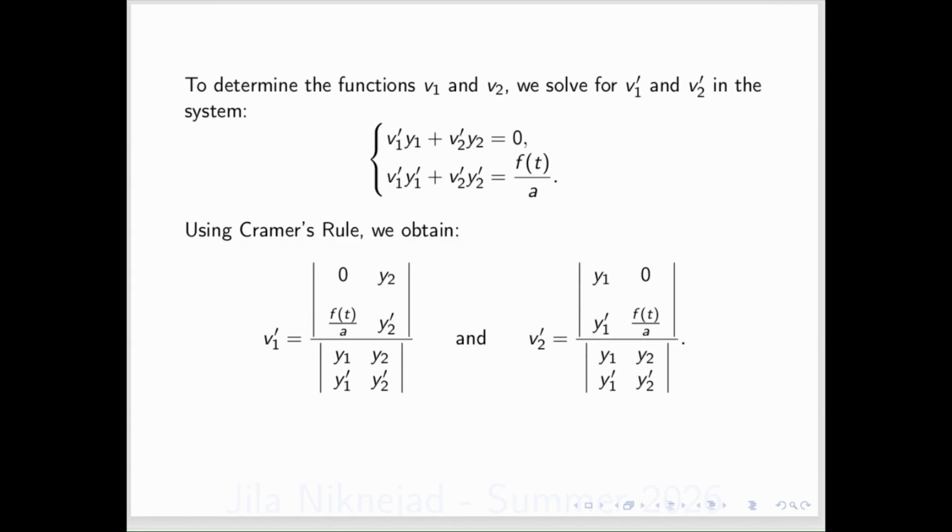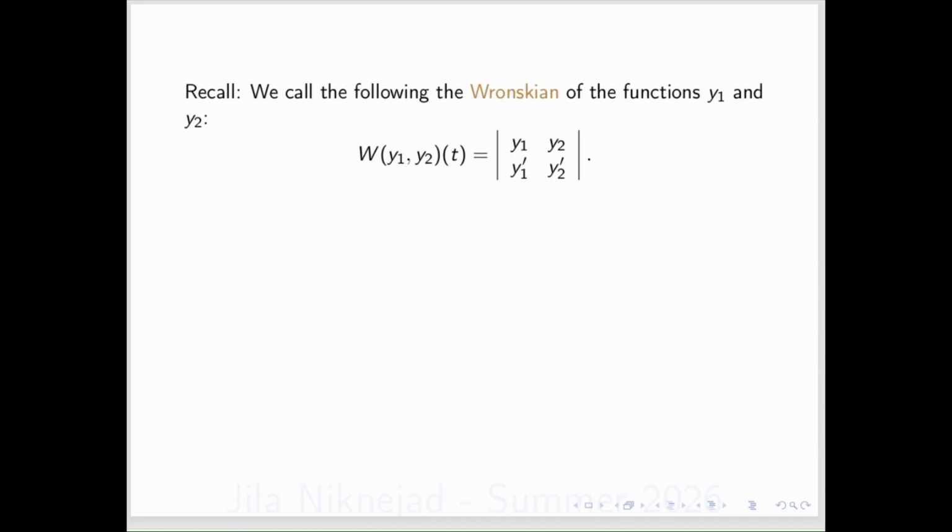And then for v2 prime, similarly, the denominator is going to be the same, the Wronskian, and the numerator is going to be the coefficients of v1 for the first column, y1 and y1 prime, and then the second column is 0 and f of t over a, which is the column of the constants, and you find the determinant of that. So this is going to give you v1 prime and v2 prime, but to find y particular, I need v1 and v2. Again, this is how you spell Wronskian, with a W, and this is how you denote the Wronskian: W of y1 and y2 as a function of t. The Wronskian is a function of t.